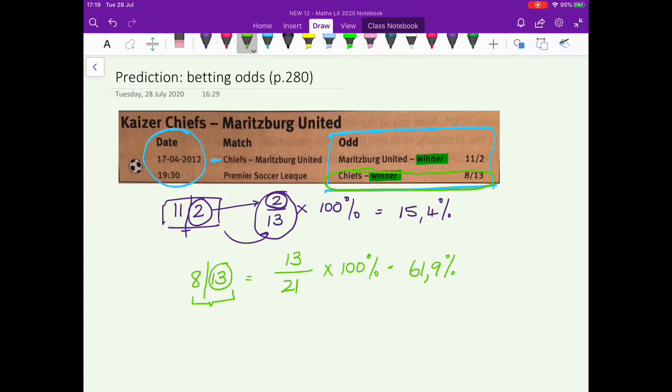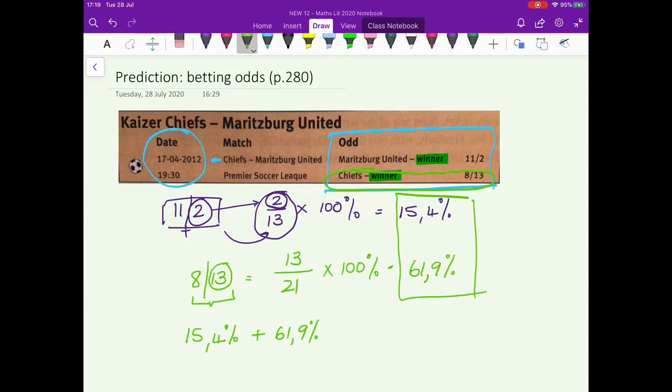We need to make an observation here. So remember, probability always adds up to 1 or 100%. But now if I add those two together, 15.4% plus 61.9%, you will see it doesn't add up to 100.